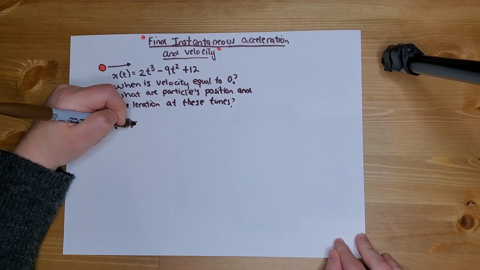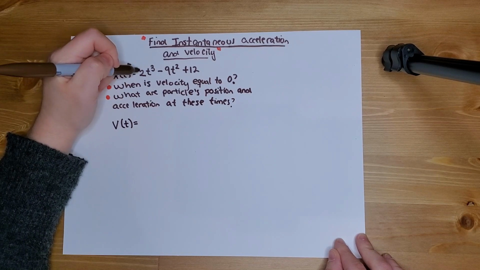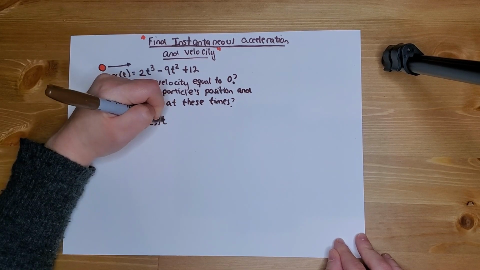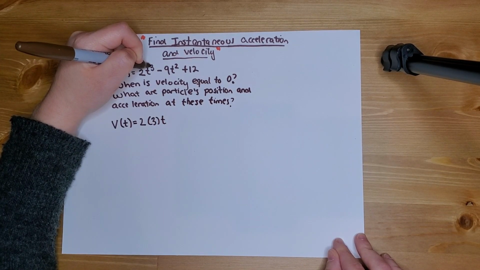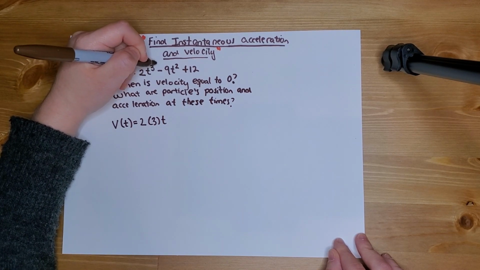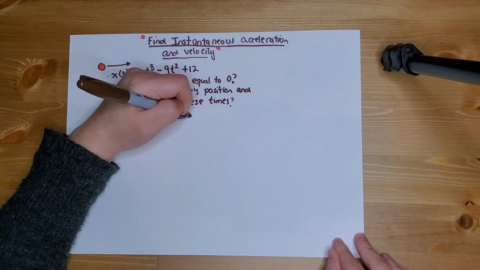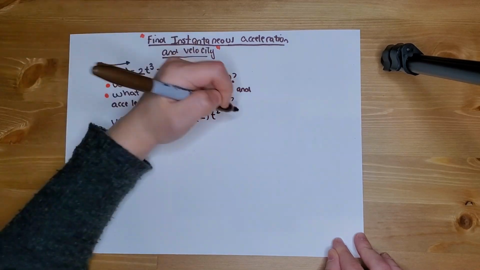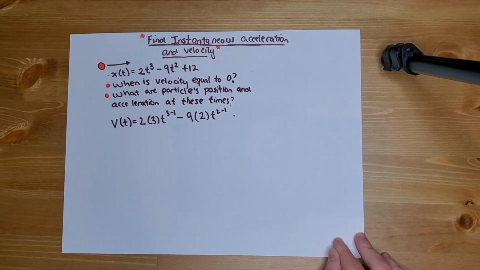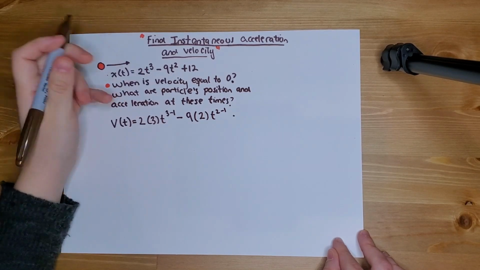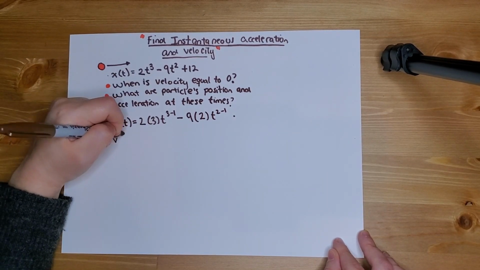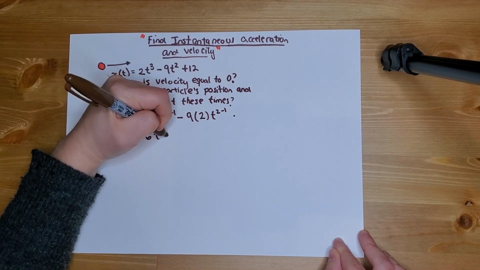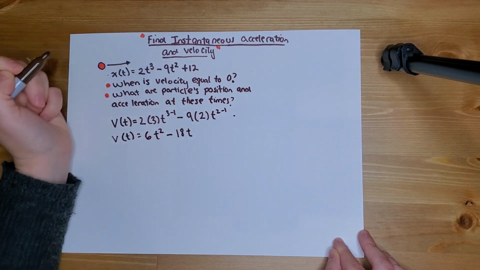So my velocity equals, remember, all you have to do is multiply your exponent by your constant. So I have 2 times 3 t, and then my exponent is n minus 1, so in this case 3 minus 1, minus 9 times my exponent 2, t to 2 minus 1, and then my 12 is just equal to 0 because the derivative of a constant is just 0, so I'm not going to add it there. So my velocity goes to 6t squared minus 18t.